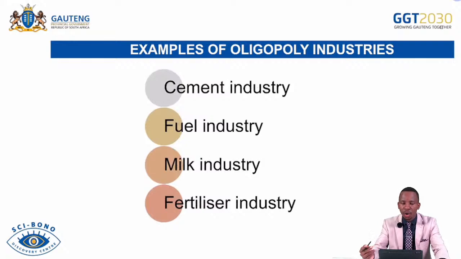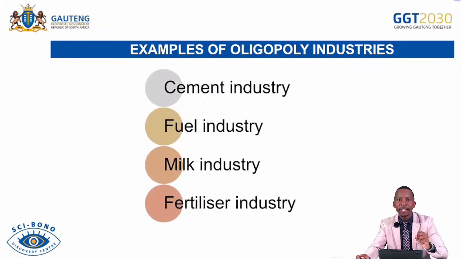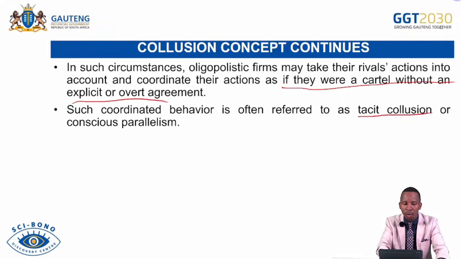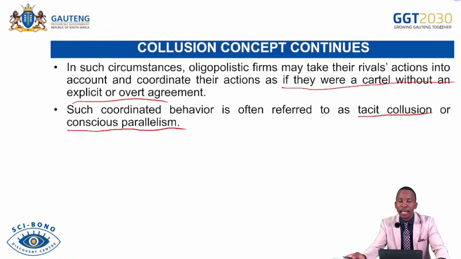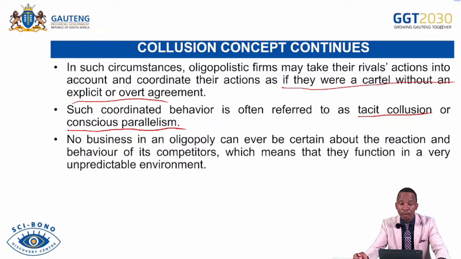In such circumstances, oligopolistic firms may take their rivals' actions into account and coordinate their actions as if they were a cartel, without an explicit or overt agreement. So firms can simply act in common without any formal agreement, as if they were cartels while they were not. Such coordinated behavior is often referred to as tacit collusion, conscious collusion or parallelism, or it can also be called hidden collusion or implicit collusion, whereby there is no formal agreement.